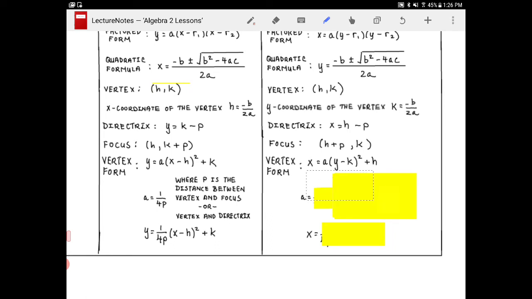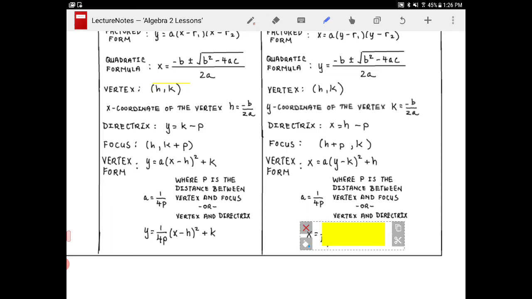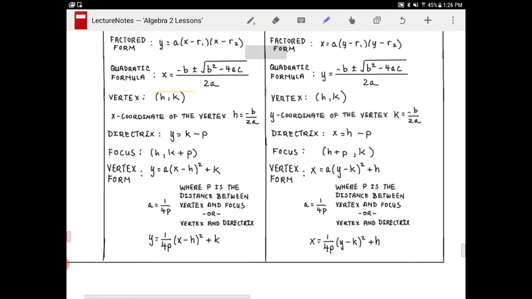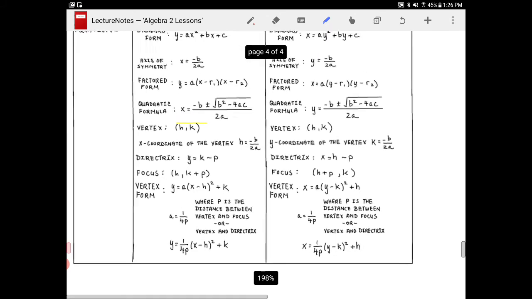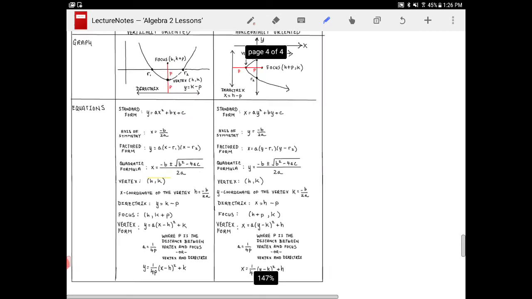And again, if we wanted to rewrite the equation incorporating the directrix and focus, the equation for the parabola can be re-expressed having p incorporated, and that would tell us where the directrix and focus would be situated. So this formula sheet, okay, it's important.